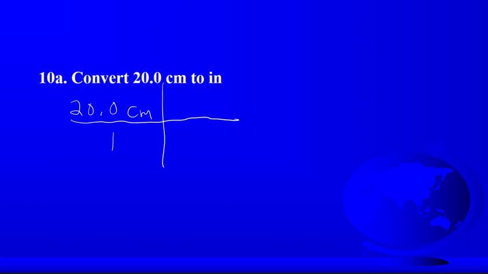So where would you put centimeters? In the denominator or in the numerator? In the numerator or in the denominator? Very good. And indeed, that will help you cross out centimeters. And where do you put inches? All right.